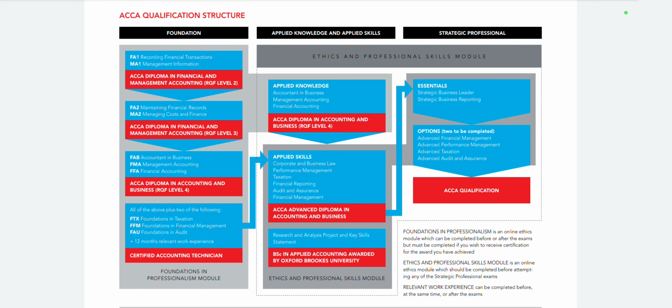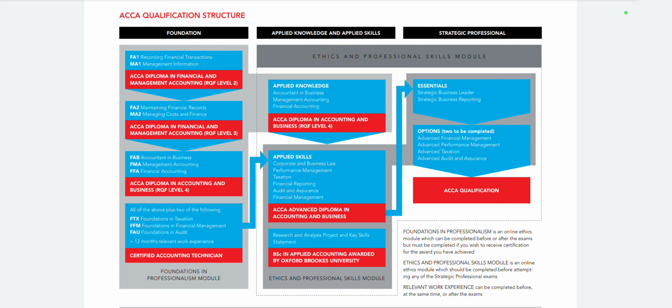Once you're done with the papers, you're an ACCA affiliate. Once you're an affiliate, you'll have to complete the EPSM module, which is an online ethics module, so it's totally online. Previously students didn't have to pay for the EPSM module, but now they have brought in a fee. I think it's around 65 to 68 pounds depending on your location.